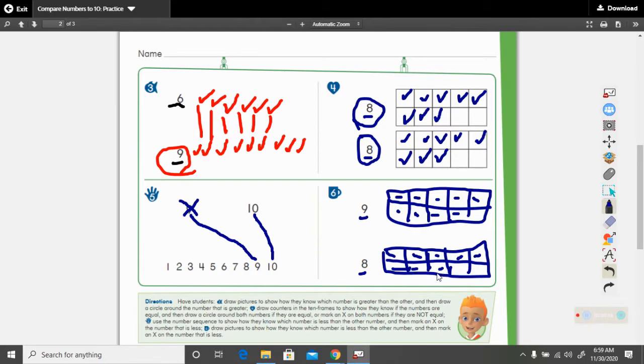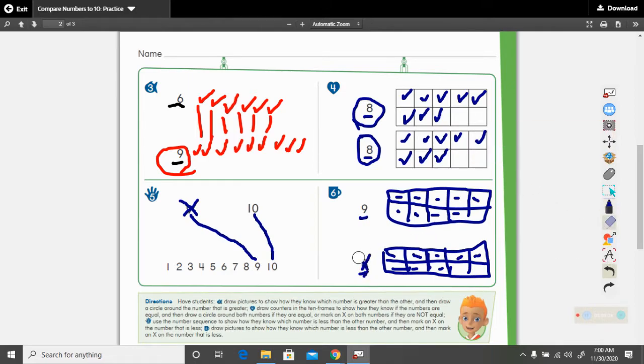Now, which one is less? Look at it. Which 10 frame is not quite as full as the other? The 8 is less, isn't it? So we're going to put an X on the 8.